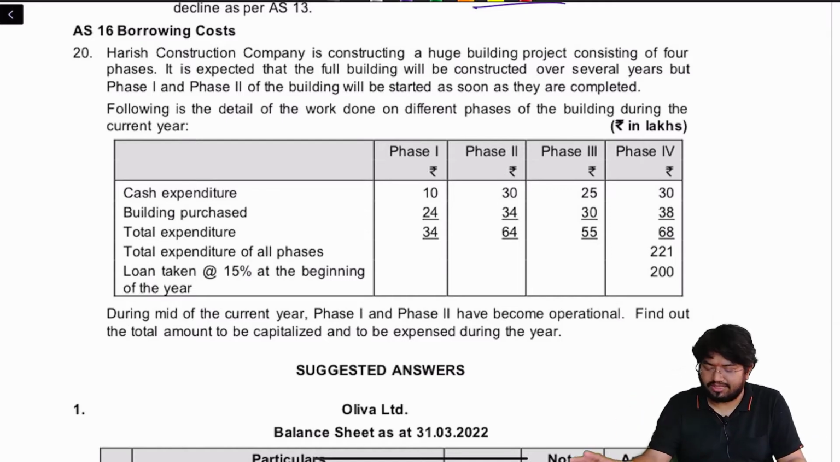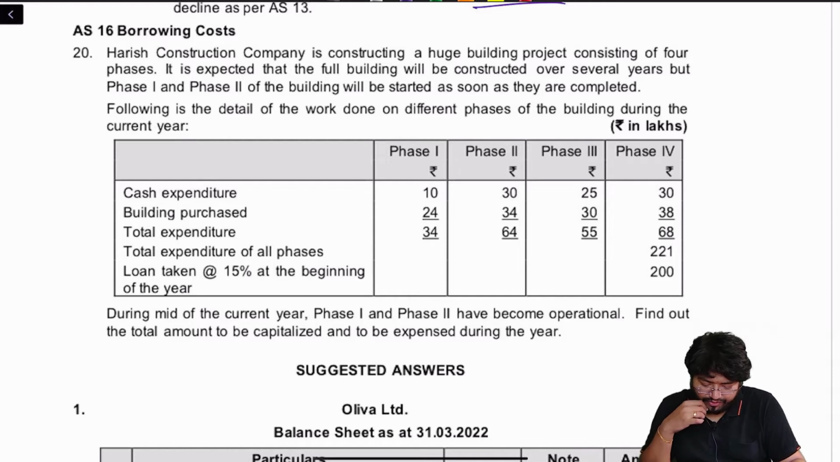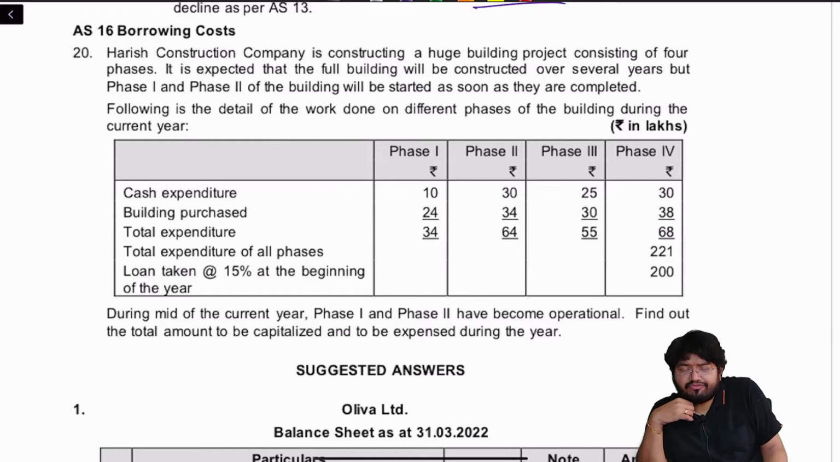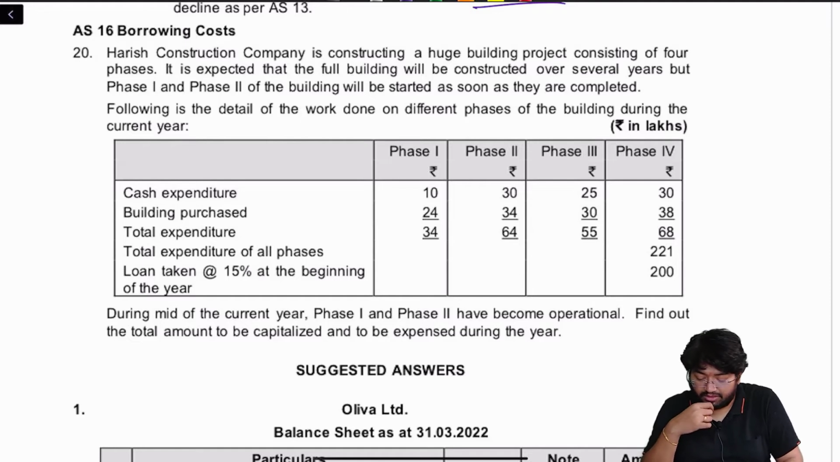Now what is the total interest for you? First of all, the loan taken at the beginning of the year is at 15% on 200 lakhs. So it's going to be how much? 15% of 200 lakhs comes to 30 lakhs. So 30 lakhs is your total interest cost. Out of the 30 lakhs of interest cost, how much should you capitalize is the question.